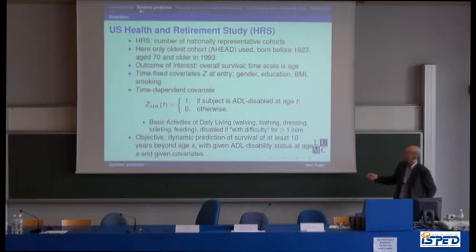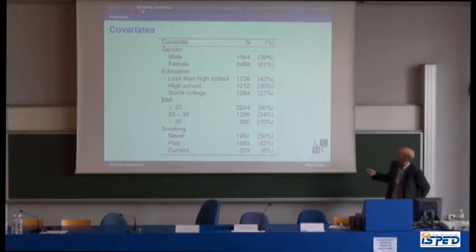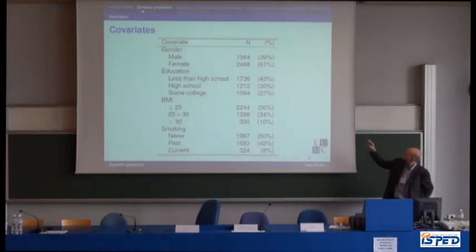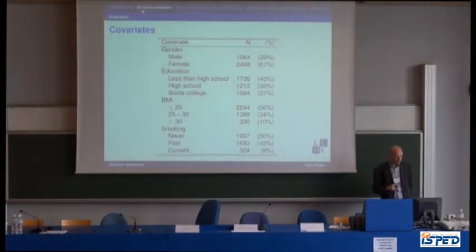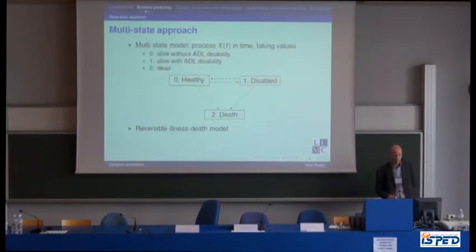And then given the disability status of that individual at that time, and also given other covariates like gender. So these are the covariates. It's gender. You see that this is already a quite older population, so slightly more than half is female. Education is less than high school, high school, college. BMI at entry, and smoking: never smokers, past smokers, and current smokers. Those are the covariates that I want to consider in my prediction.